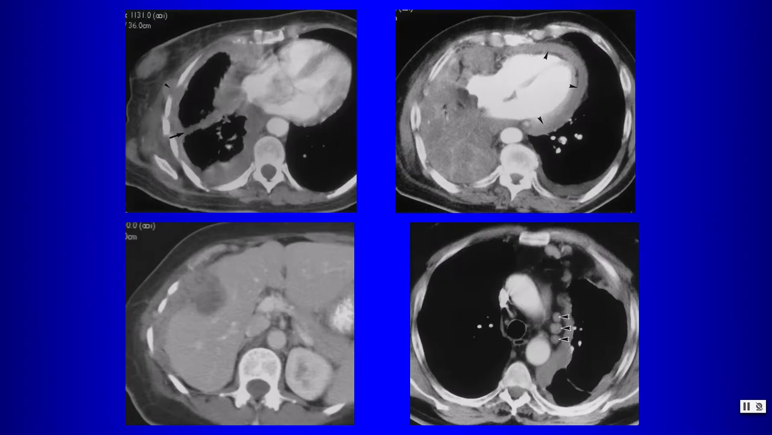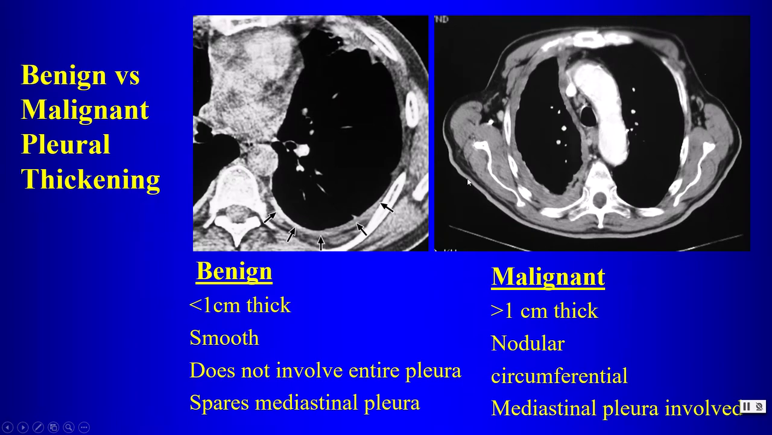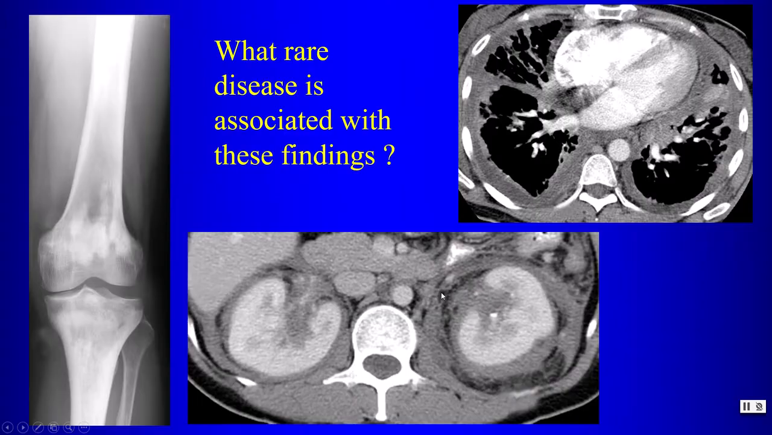So other things mesothelioma can do, it can invade the chest wall. As we've seen, it can invade the diaphragm. Here it is extending into the liver. It can give you lymphadenopathy. It can also involve the pericardium. There's a pericardial effusion in that case of mesothelioma there. So differentiating benign from malignant pleural thickening. Benign thickening, usually less than a centimeter thick, smooth, does not involve the entire pleura. Does not encase the lung. The mediastinal pleura is usually spared. Malignant pleural thickening greater than a centimeter tends to be nodular, circumferential, and there is mediastinal pleural involvement.